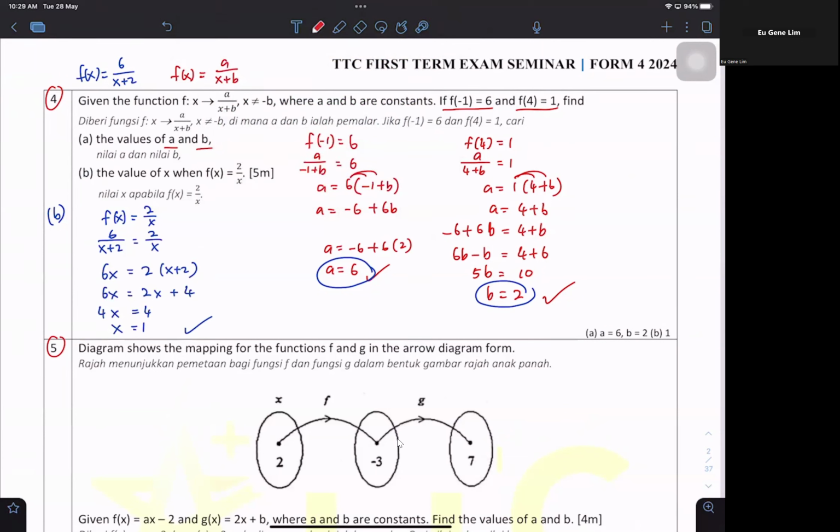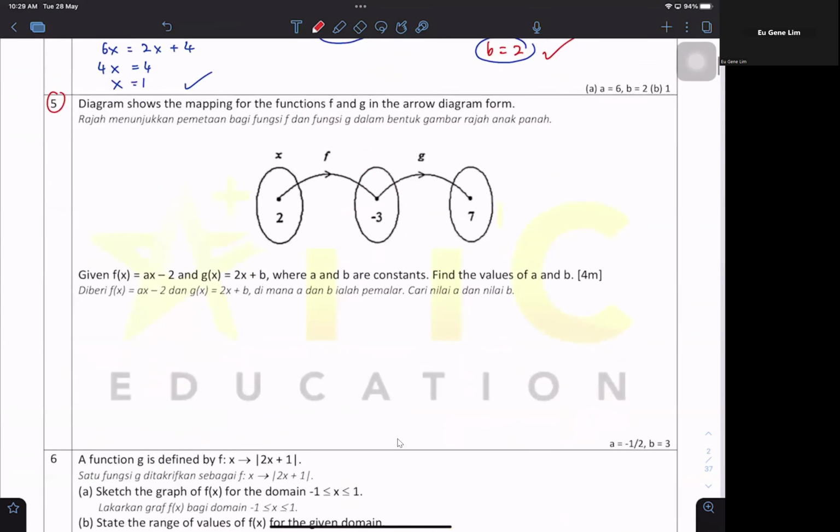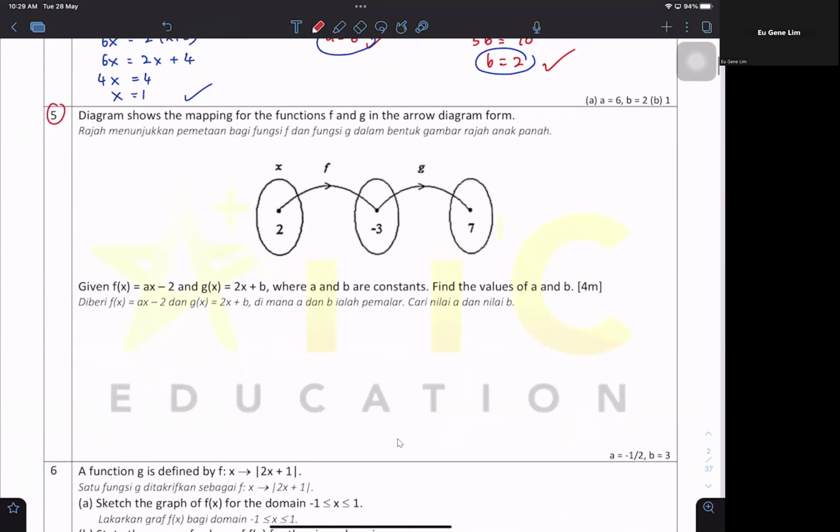Okay, good. If there is anything you want to ask, any part you don't understand, just ask. Don't shy. Okay, right. Next, question number 5.